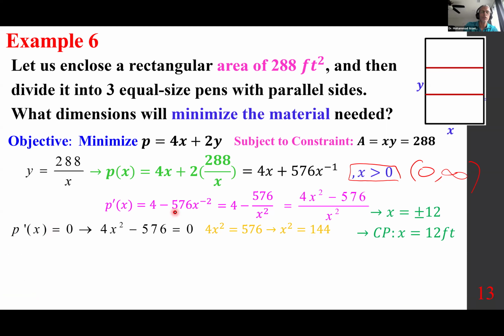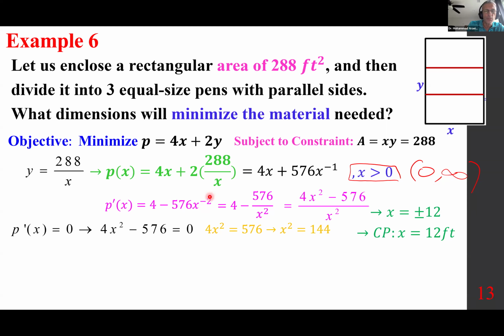By the way, P prime does not exist where the denominator is 0, which is not part of the domain. So we have 1 critical point, and we have an open interval. Is this going to maximize or minimize? Either way, it becomes absolute. But which one is it? We go with the second derivative test.